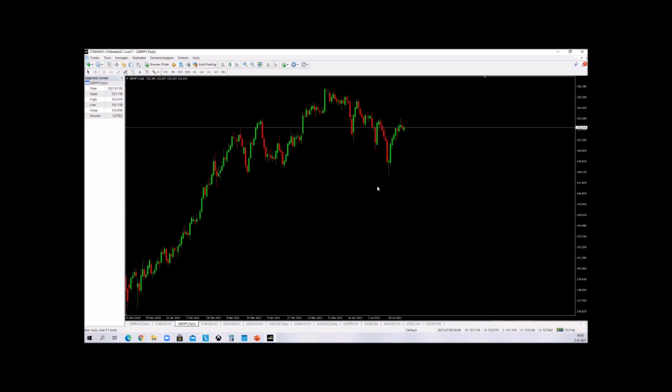GJ still having a long bias, but haven't found an entry yet. The reason for the long bias is quite simple. Two lows that have been broken. I believe this one did get broken by a few pips.